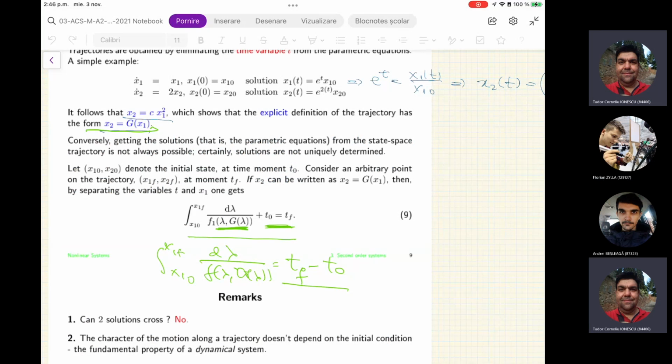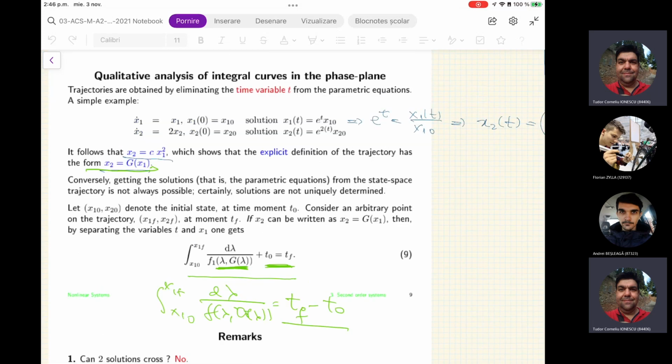A solution exists, and it can be easily proved. So the idea of the phase plane, of the fact that you can plot x2 as a function of x1, is explained on this slide and equation number 9. This is why we can easily establish that the system locally has a solution, and the solution determines the trajectories of the system in the state space.